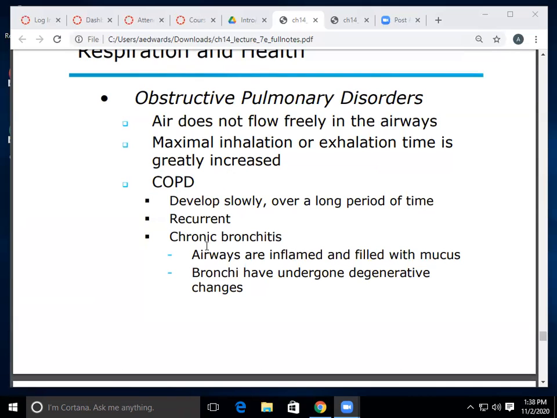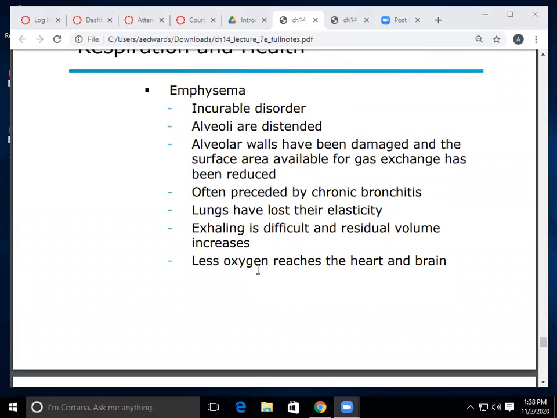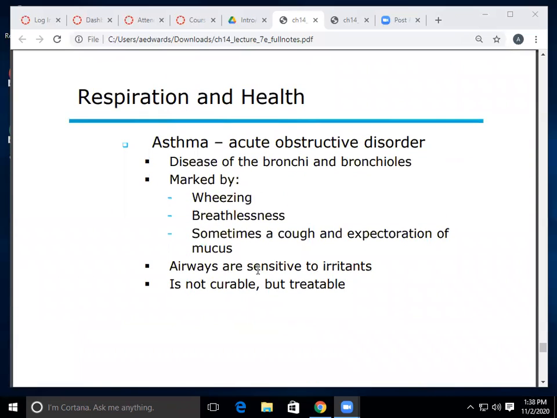Okay, you have chronic bronchitis. You have inflamed airways filled with mucus. Bronchi have degenerative changes. Again, emphysema, it's incurable. It reduces the surface area for gas exchange. Exhaling is difficult. You get less oxygen to the heart and the brain. Asthma, you get wheezing, breathlessness. Sometimes you get cough. It's not curable, but it is treatable.